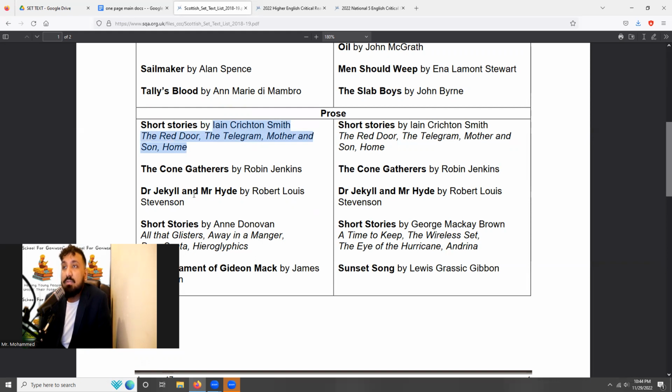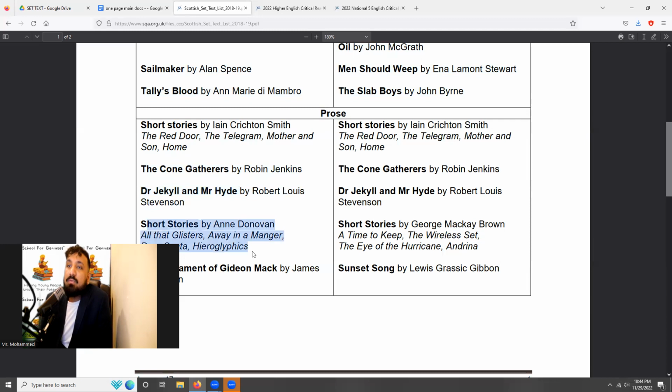Again, this is for National 5 and Higher, so both. Again, for both National 5 and Higher, The Cone Gatherers is also quite popular. I've seen multiple students study this text. And again, at National 5 and Higher, you have Jekyll and Hyde. This is probably the most popular out of all of these texts, especially at Higher level. It's quite likely that you're going to be studying Jekyll and Hyde.